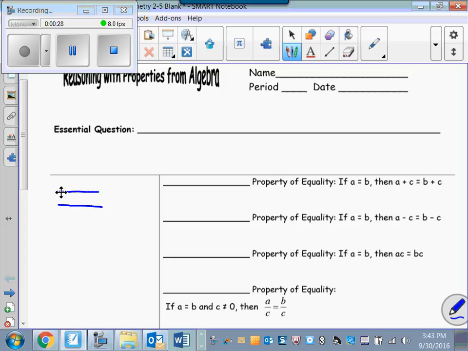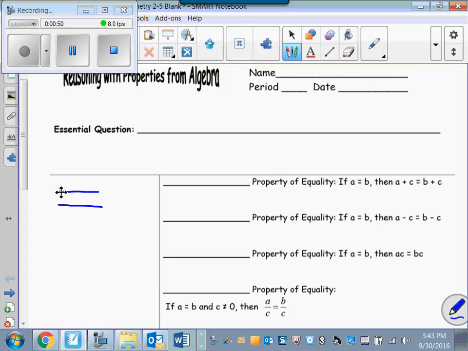All right, so what we have to do when you're making an argument, you need to have reasons. And our reasons are going to be, like I've told you all year, definitions, postulates, theorems, and these properties. These properties here that we're going to talk about right off the bat today.